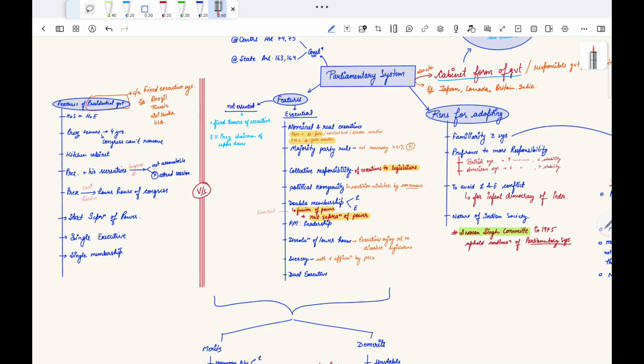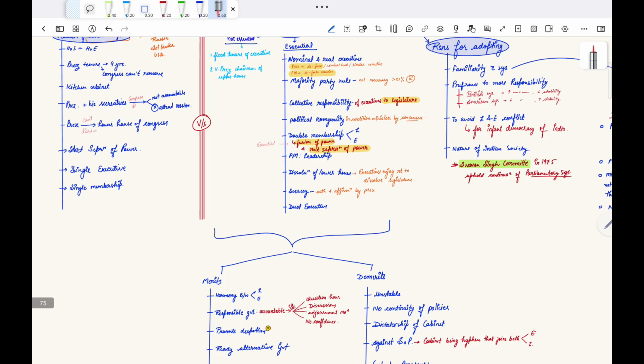Next is the kitchen cabinet, where a president can appoint particular members to form a kitchen cabinet that basically assists them in taking any particular decision. Next we have the president and his secretaries. They are not accountable to Congress and may or may not attend the sessions of Congress. This is something really important that we should remember.